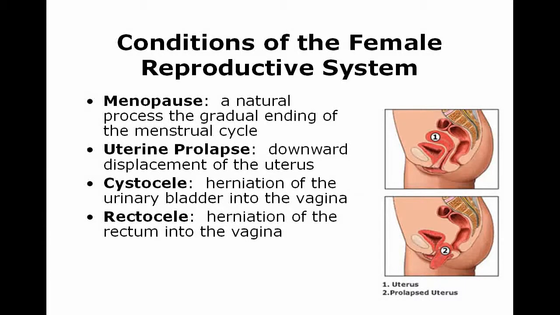Surgery could be used to return the bladder to its normal position, but the person has to also consider things like weight loss and strengthening those muscles to prevent the cystocele. Rectocele, it's the rectum that herniates into the vaginal area. And again, there's a surgical repair that can be performed to correct this herniation.